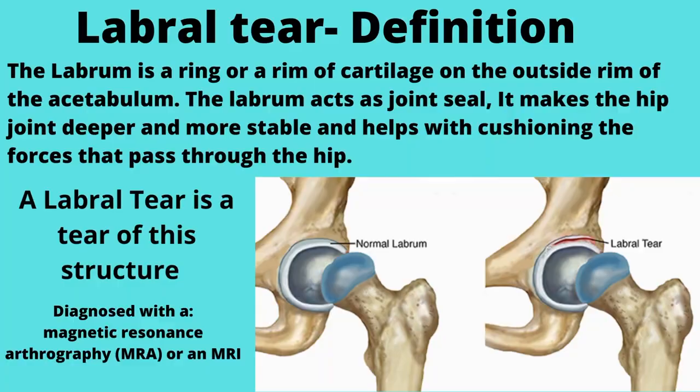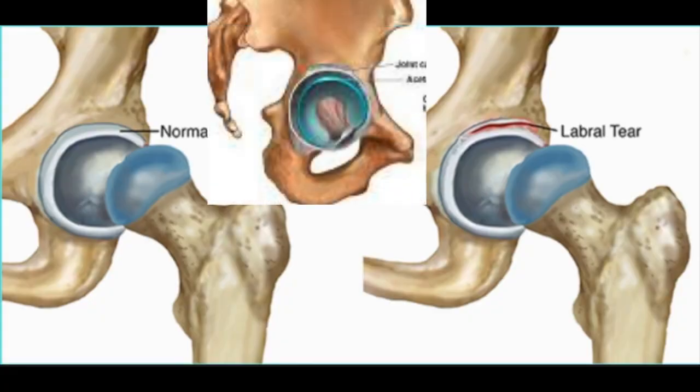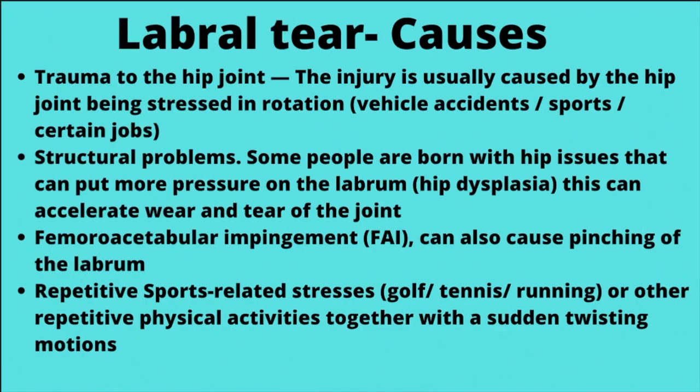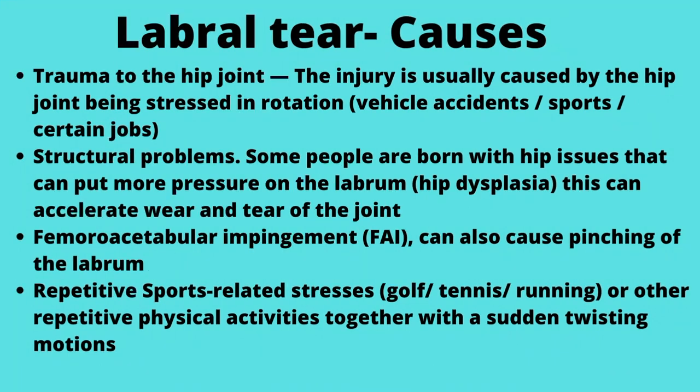Next is a labral tear. Around the hip joint, we have a labrum. This acts as a seal for the joint, and it also makes the joint deeper. A labral tear is basically a tear of this labrum, which is very much like a ligament. The causes of a labral tear are usually traumatic, so car accidents, sports accidents, and certain repetitive jobs can also be a cause. But also, if you have a hip impingement, this can also tear the labrum, and so can structural problems such as, again, hip dysplasia.